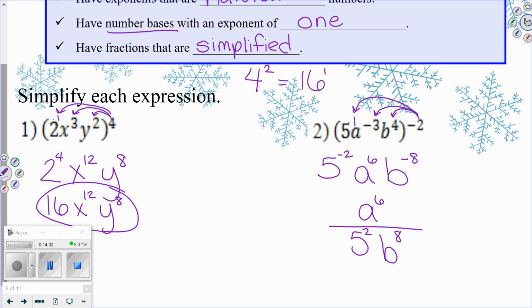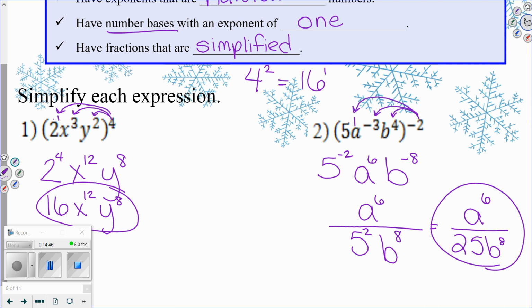They're on the bottom. And then 5 squared is 25. All right, so we have a to the 6th on top. We're going to have 25, b to the 8th on the bottom. Okay. No negative exponents. My fractions are good.